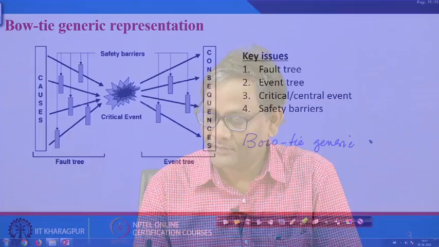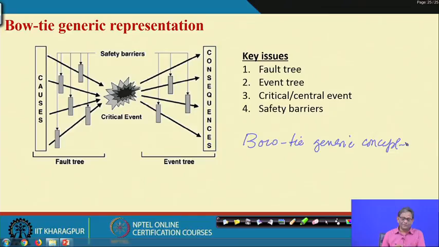Now, in this slide particularly we will discuss the bow tie generic concept. So, what is this bow tie generic concept? There will be a center event or critical event. The center event with reference to fault tree is the top event, and with reference to event tree it is basically the initiating event.